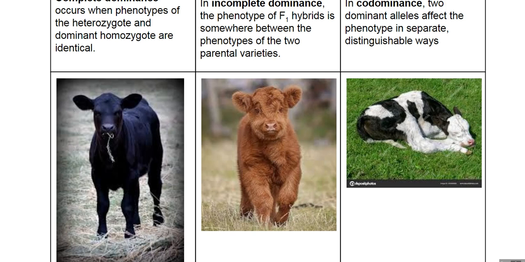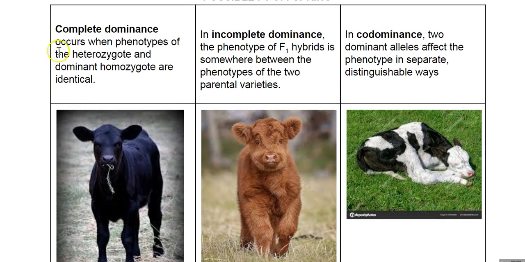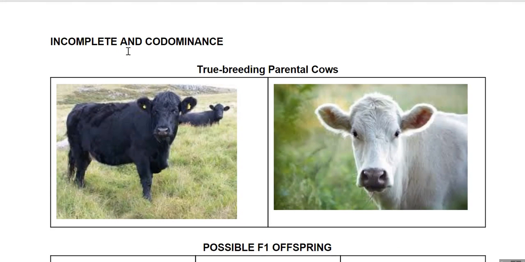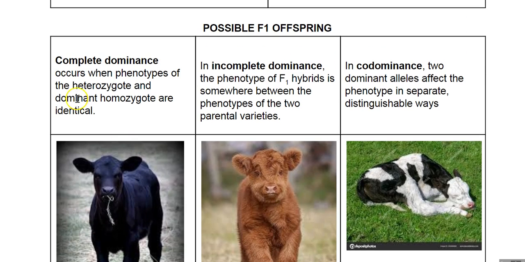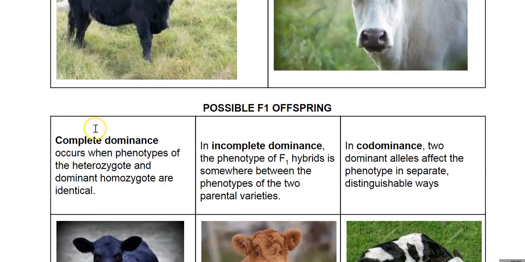So let's first start with what we know, and we're going to start with this complete dominance inheritance pattern that we're familiar with. So let's say we had these two cows, the black-coated cow and the white-coated cow, and all of my offspring would show this black coloration. That would be complete dominance. And that occurs when the phenotype of the heterozygote and the homozygous dominant are completely identical.